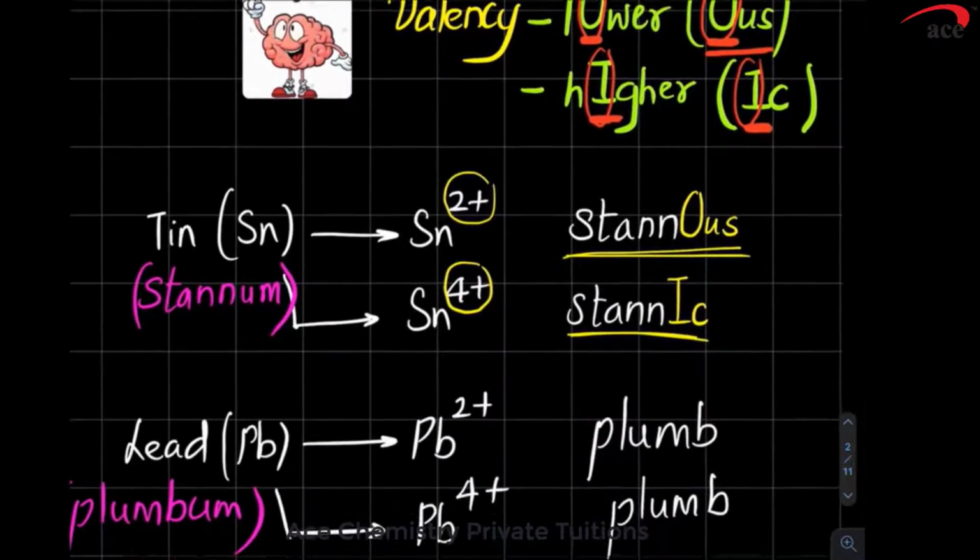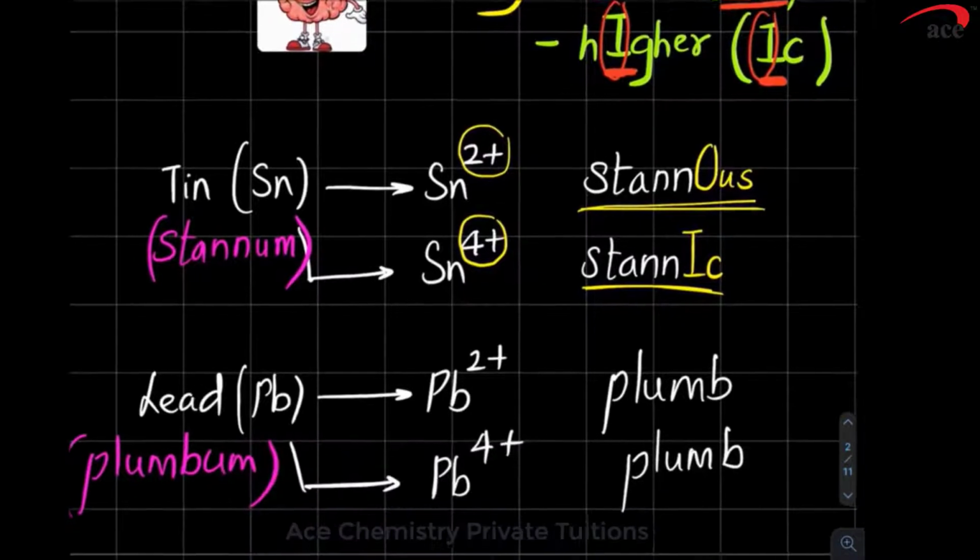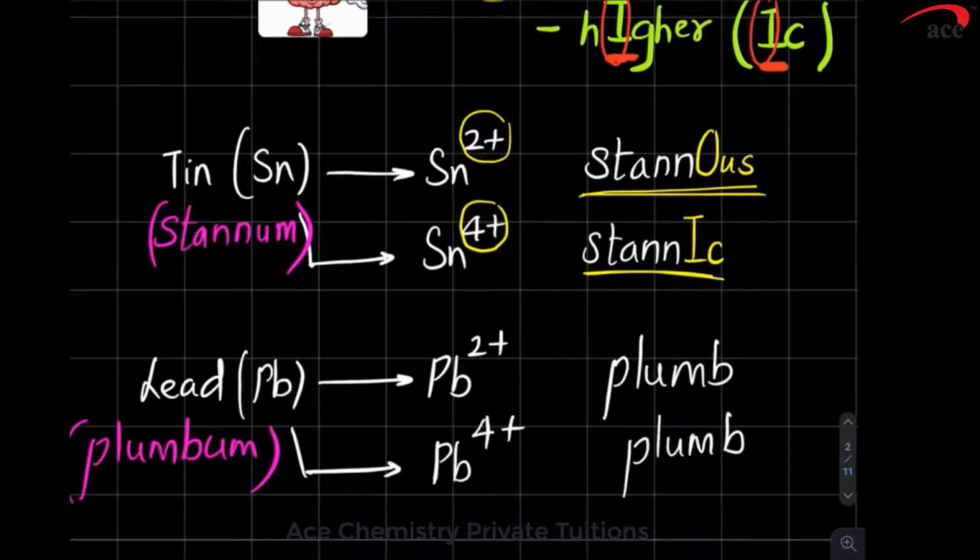On similar grounds, lead, its Greek name plumbum, has a +2 charge and also a +4 charge. +2 is lower, so its name is plumbous, and +4 is higher, therefore its name is plumbic. So plumbous and plumbic, these are the names. So lead has two valencies, +2 and +4.